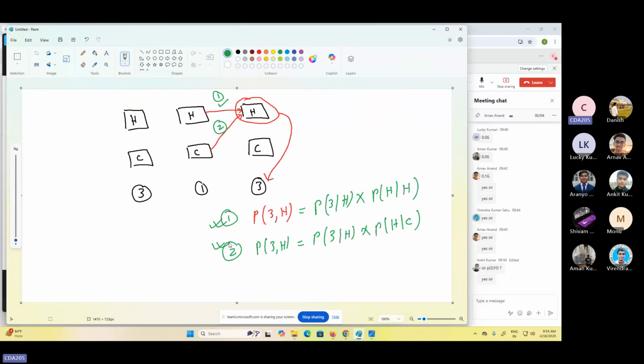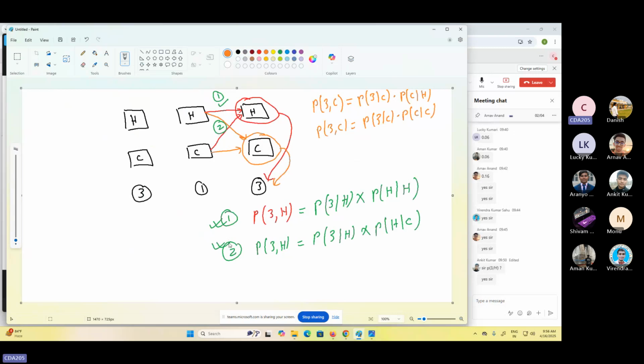Now the same you can see for this also. C to 3. So what is the probability for 3 comma C? There are two paths, from H to C and C to C. So first of all, we will calculate P3C into H to C, so it will be PCH. Similarly, this is the first path, and for the second path, 3 comma C will be P3C into C2C.